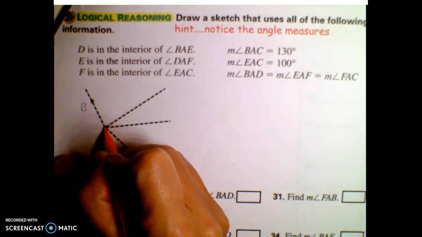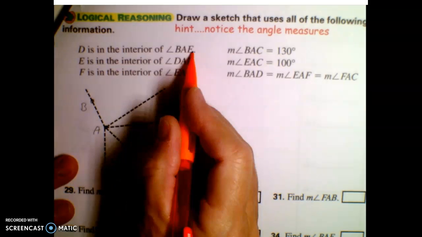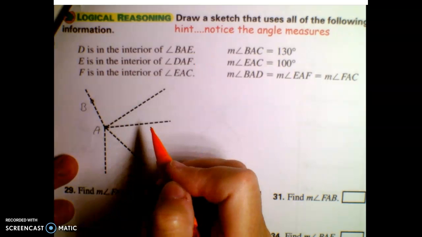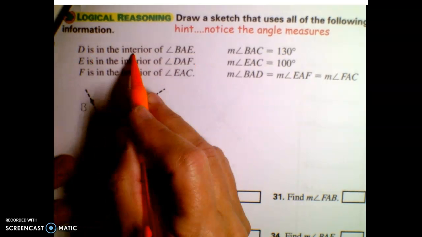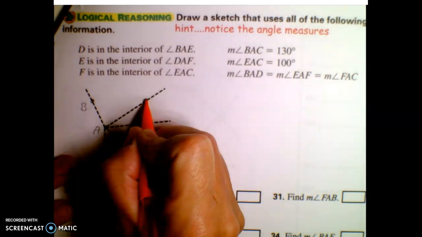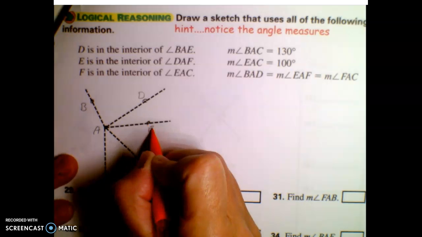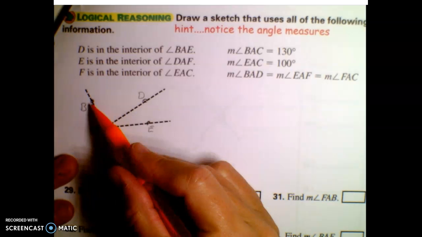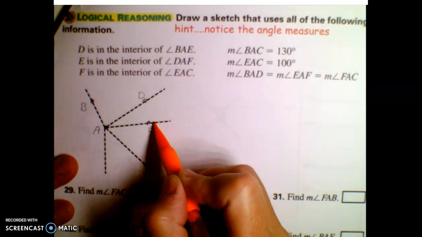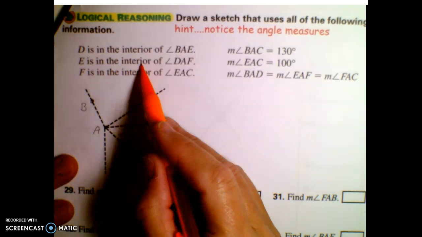So BAE, I'm going to place B here. A is my vertex, so I'm going to put that here. And E. Well, I have to put E somewhere where D can be inside, interior to it. So I'm going to place my D here and my E here. Okay, so that makes sense. This is BAE.